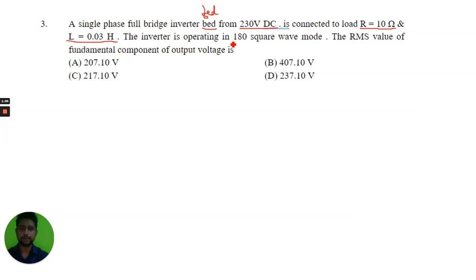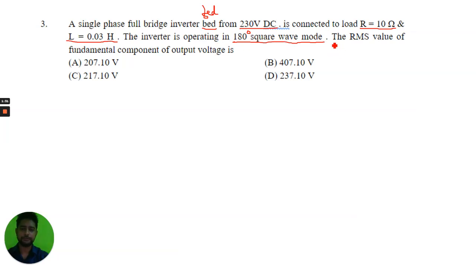Now the inverter is operating in 180 degrees square wave mode. So what does this mean, 180 degrees square wave mode? Basically it means that the square wave is in the inverted form, or there is a phase shift of 180 degrees, and the duty cycle remains the same, that is 0.5.